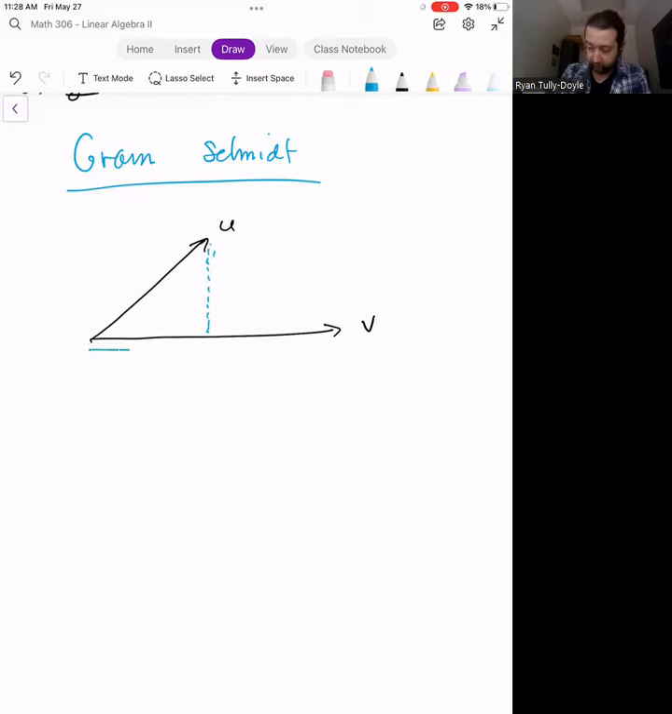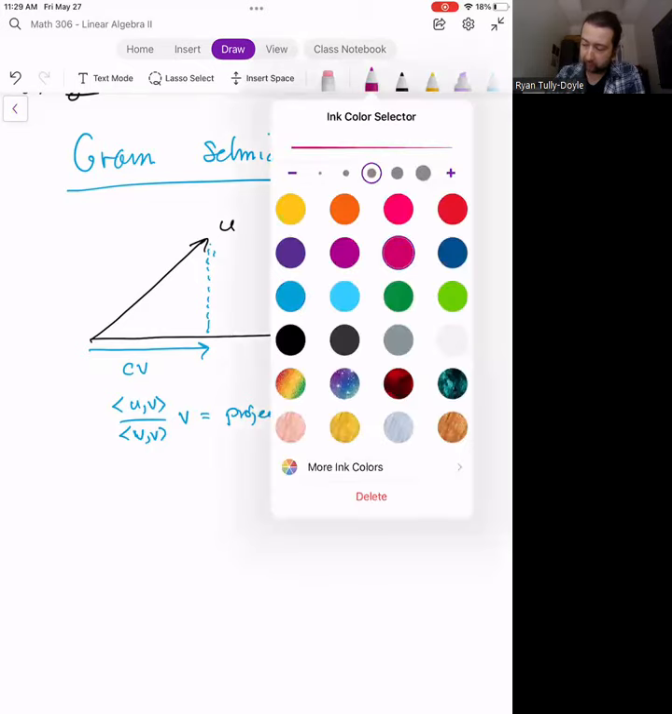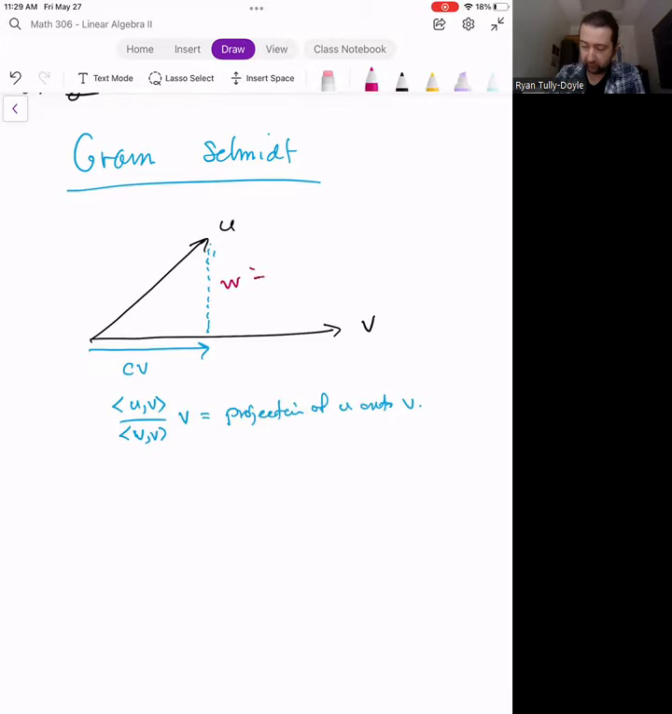So this vector right here we call cv, or if you like, it's the dot product of u with v over the dot product of v with v times v. And another name for this is the projection of u onto v. And this vector we call w. So this was w, and we can always define w by taking u and subtracting cv from it.